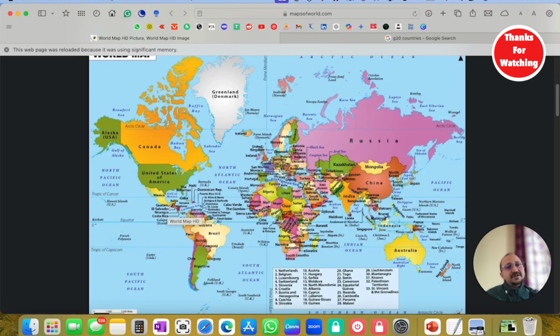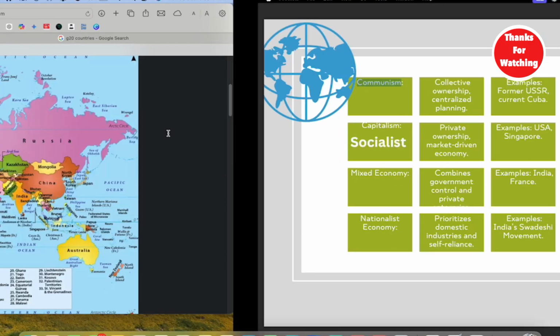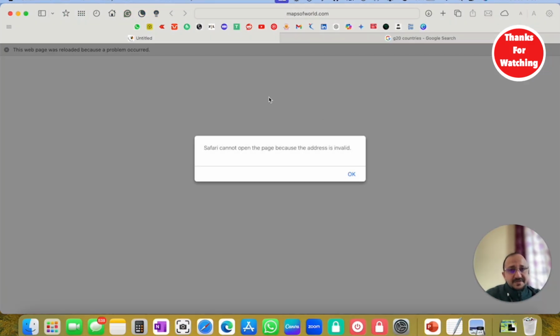Cuba again tilts toward capitalism. India is a mixed economy, but with a tilt towards capitalism. The entire world is tilting towards capitalism. Sorry, what I wanted to say is that today no country has one specific system.